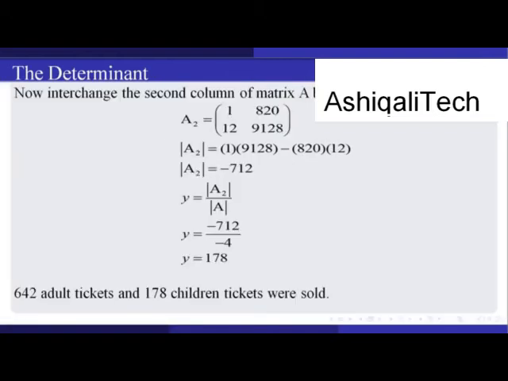Now interchange the second column of matrix A by the column of matrix B. That is, we get A2 is equal to 1, 12, which was the first column, and the second column is interchanged and it becomes 820 and 9128. So A2 determinant is equal to minus 712. And similarly, we get y is equal to determinant of A2 divided by determinant of A, that is y is equal to minus 712 divided by minus 4, that is y is equal to 178. So we have 642 adult tickets and 178 children tickets.